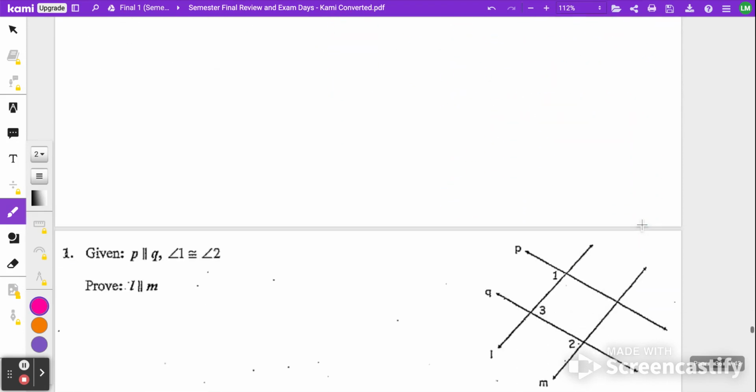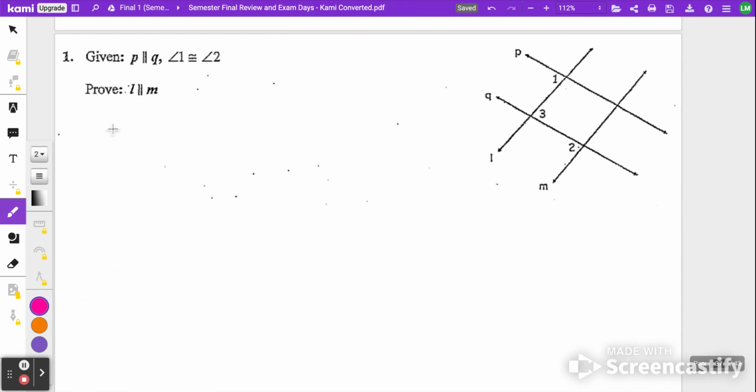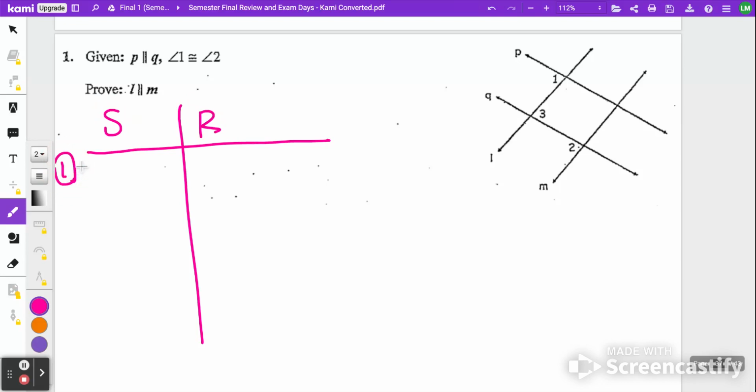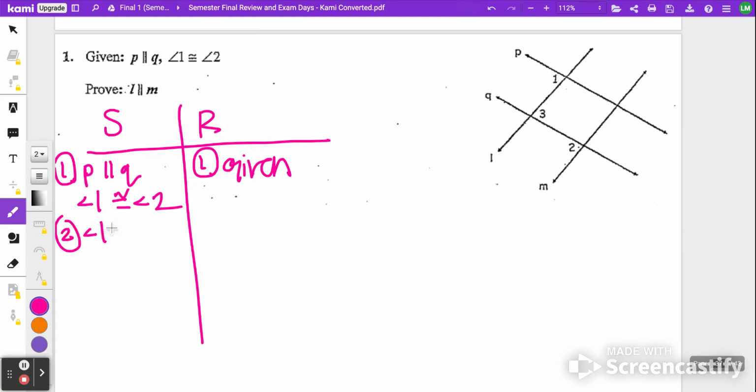Okay? All right, now come the proofs. So let's go ahead and talk about proving the following things. We have our statements and reasons. Always want to start off with what we're given. P is parallel to Q, cool, and angle 1 is congruent to angle 2. What we're going to try to do is also prove that L is parallel to M. Something we can say here is maybe moving forward, you can start with angle 1 is congruent to angle 3 because of the alternate interior angles theorem.